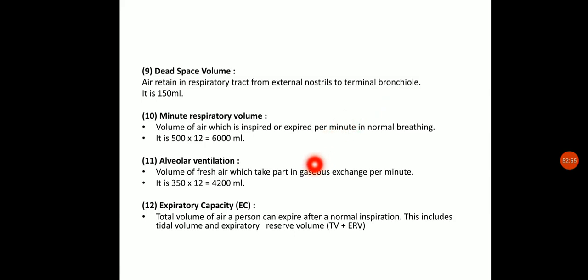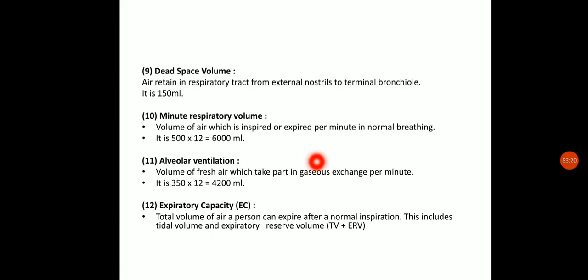So we know what the tidal volume is. It's 500 ml. And in a normal minute, a person will be breathing around 12 times, and hence the total minute respiratory volume, that is MRV, will be around 6000 ml. So every minute we will be exchanging around 6000 ml of total gases.